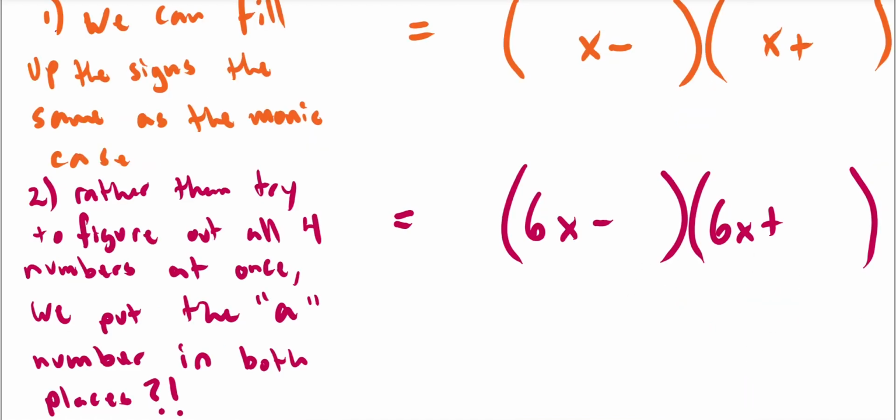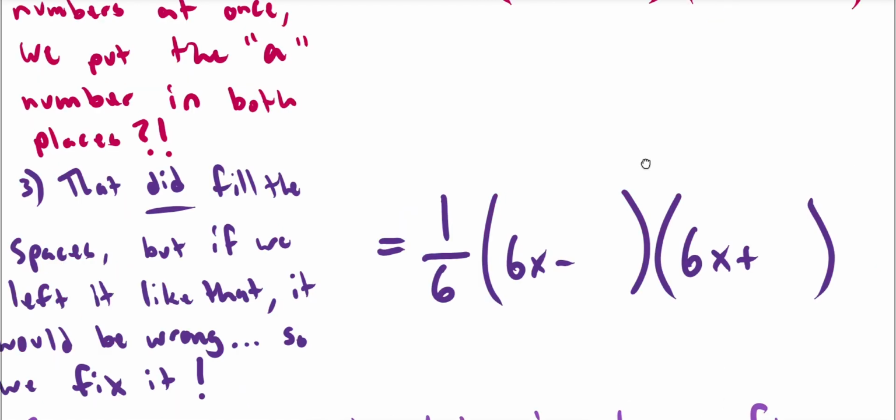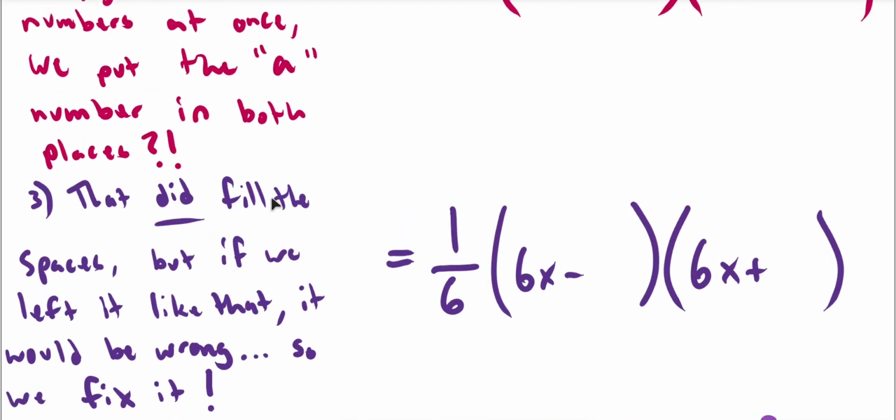Now here's where it starts to get a little crazy. Instead of trying to fill up all four of these spaces, I'm going to fill up the first one with 2 copies of 6. Wait, what? Yeah, okay, if we left it like that, it would certainly be wrong.